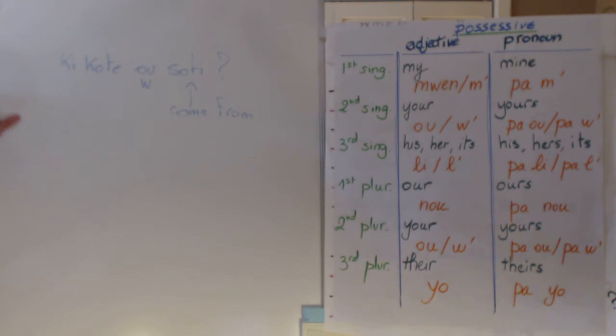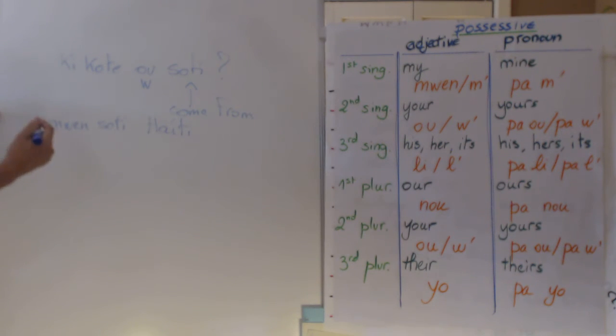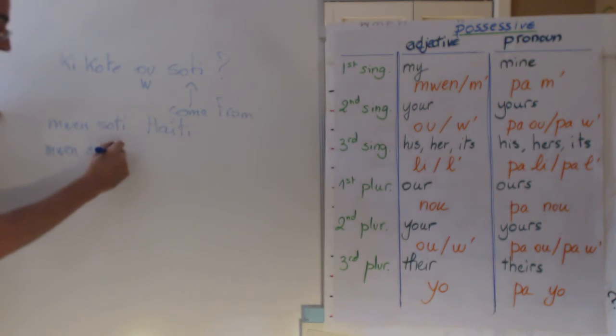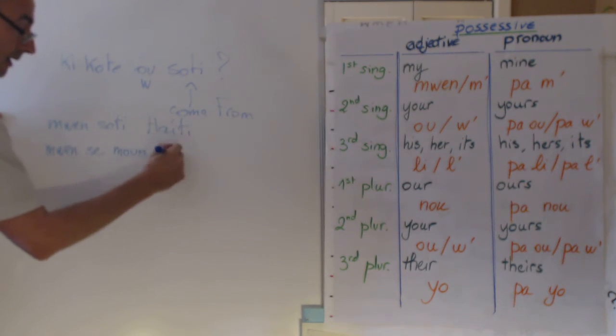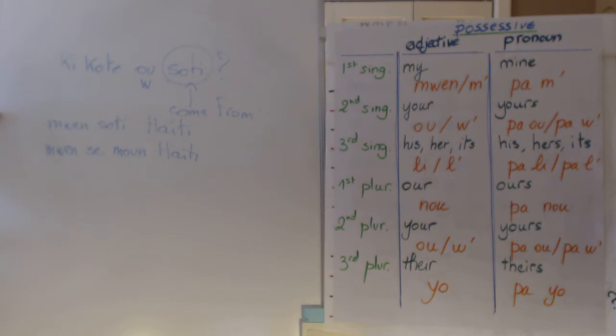And we saw the other lesson, we have two ways to answer the question. Moi sorti Haïti. Or we say, I am a person from Haïti. Moi, c'est moun Haïti. So sorti, we are going to use it a lot because when we interact with people, the first questions are about the name, about where we live and where we come from.